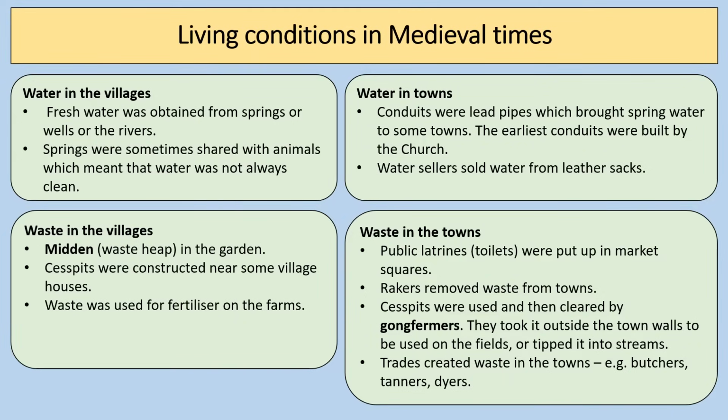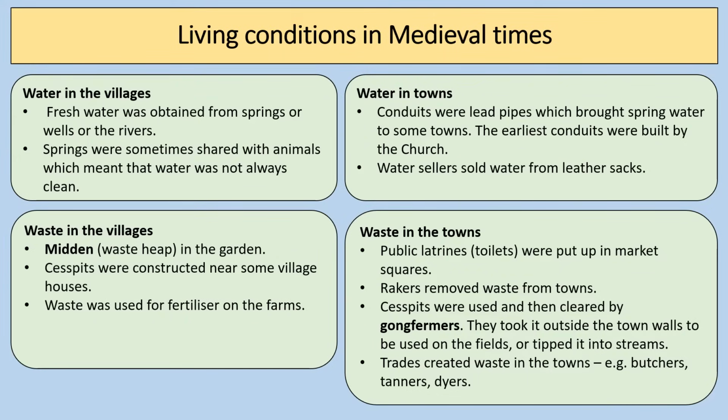In towns, public latrines or toilets were put up in market squares. Rakers were employed, sometimes known as scavengers, to remove waste from the towns. Cesspits were used and then would be cleared out by somebody called a gong farmer, and they would remove the waste. They would take it outside the town walls to be used on fields, or sometimes they tipped it into streams.